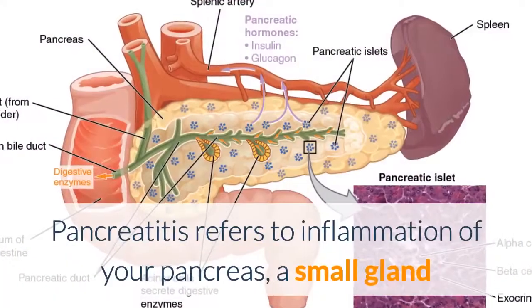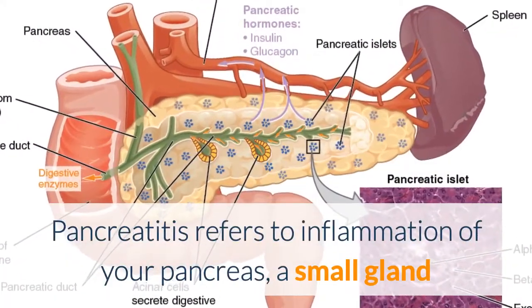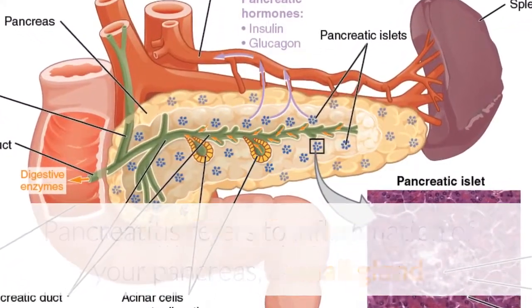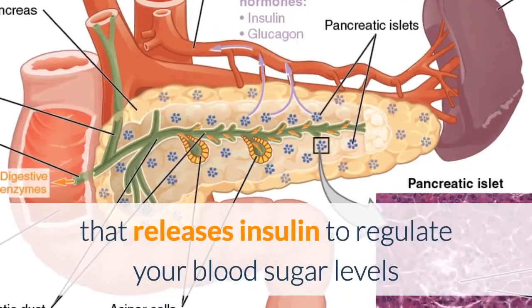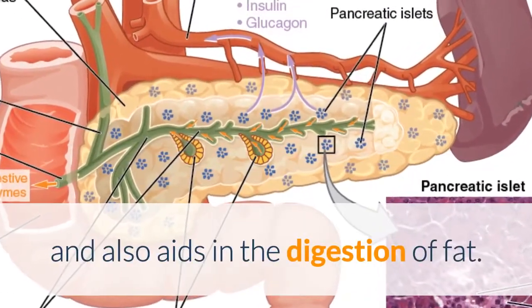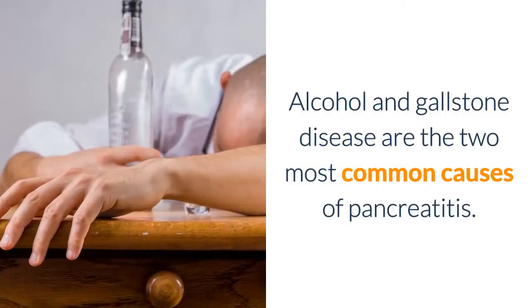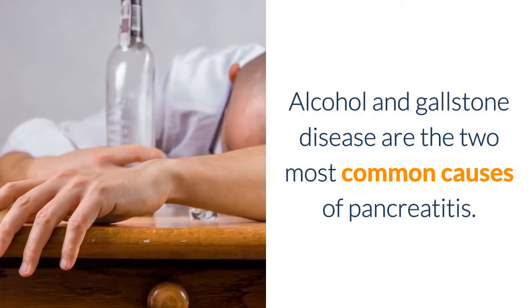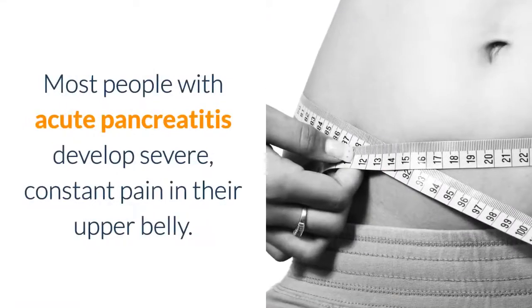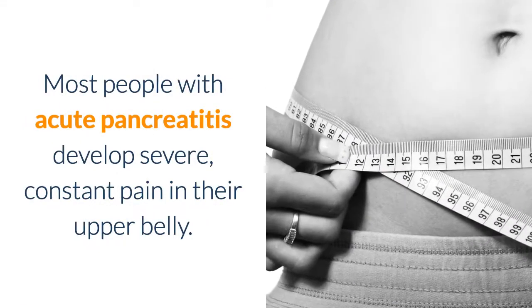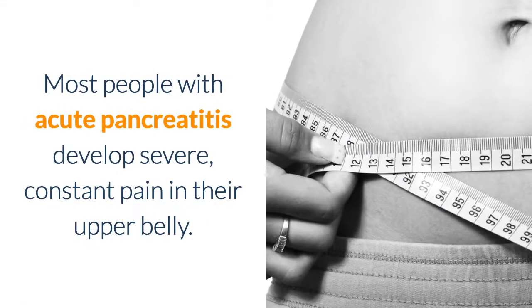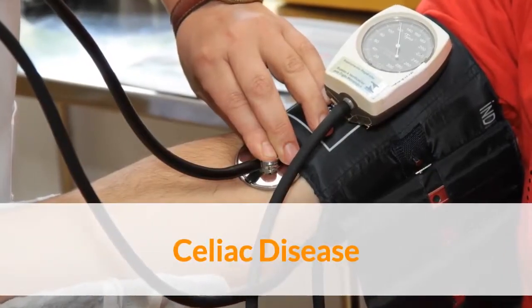Pancreatitis. Pancreatitis refers to inflammation of your pancreas, a small gland that releases insulin to regulate your blood sugar levels and also aids in the digestion of fat. Alcohol and gallstone disease are the two most common causes of pancreatitis. Most people with acute pancreatitis develop severe, constant pain in their upper belly. Celiac disease.